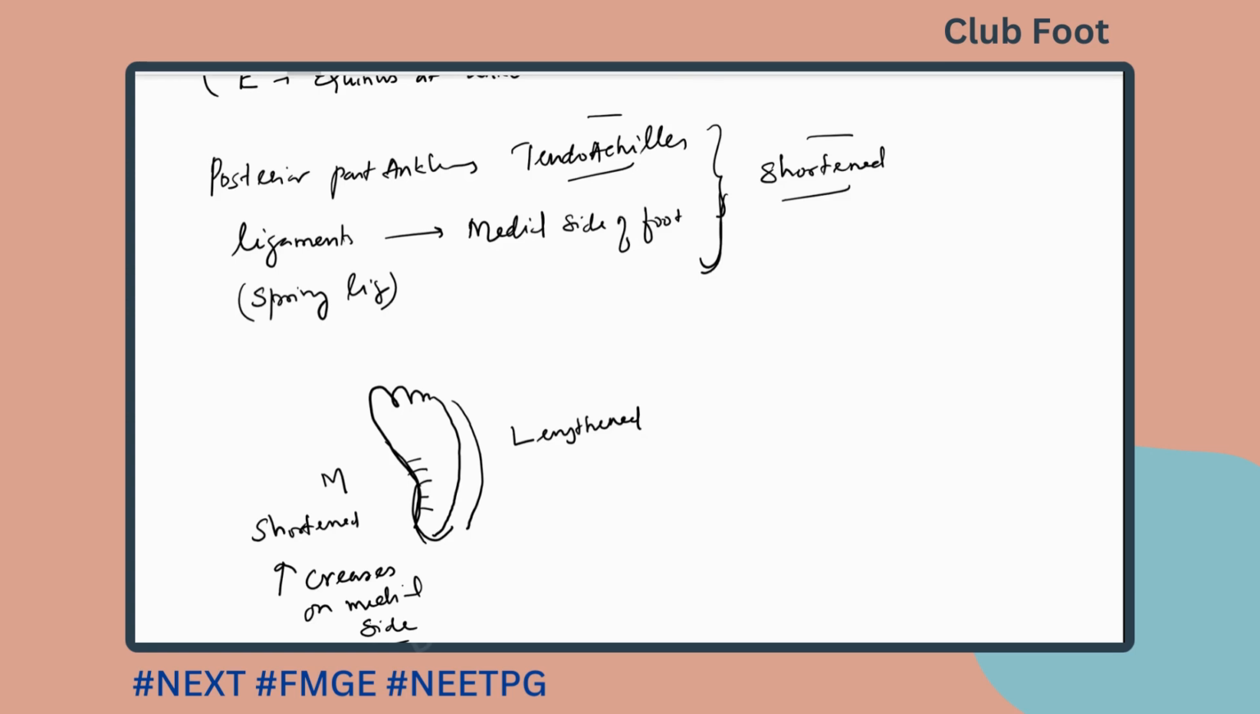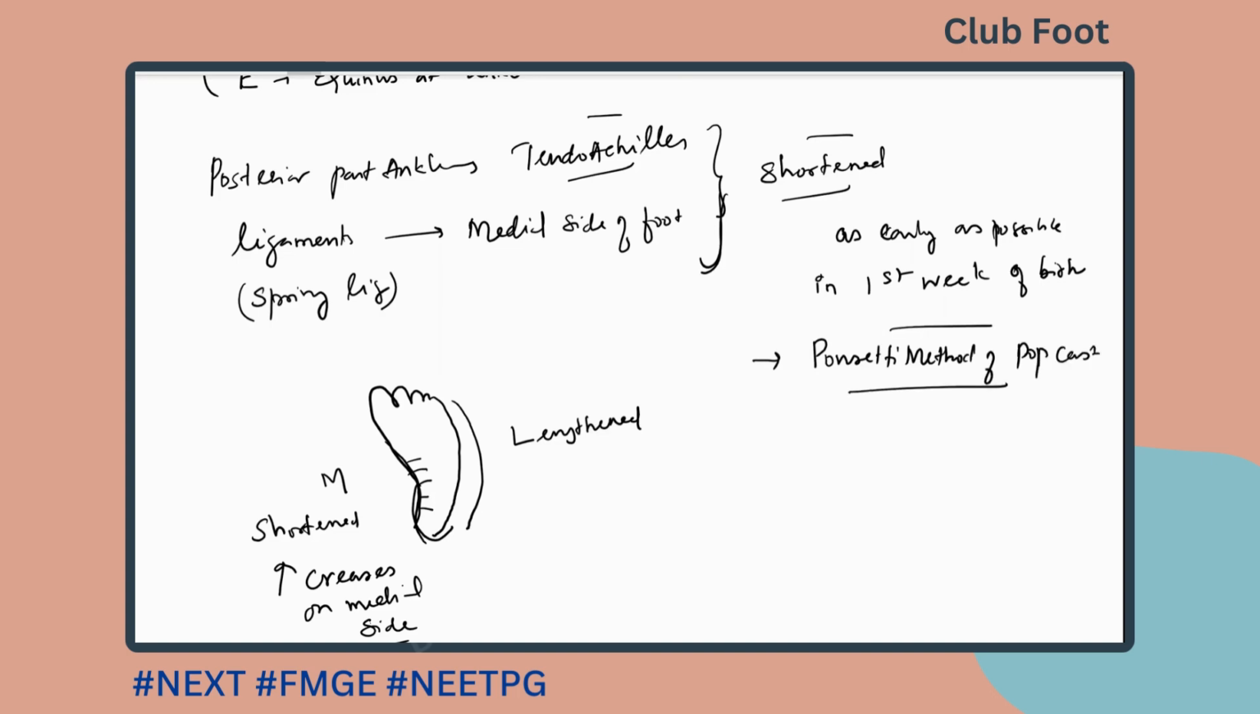Now once you diagnose club foot, how are you going to treat it? Treatment should be started as early as possible. The treatment will be started in the first week of birth. If the child is diagnosed very early, in the first week itself, the child can be treated with a cast called the Ponseti method of POP cast.